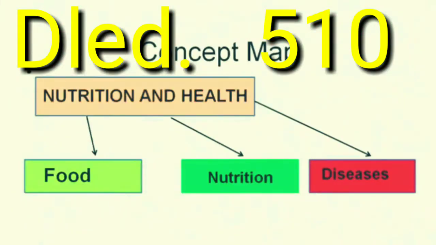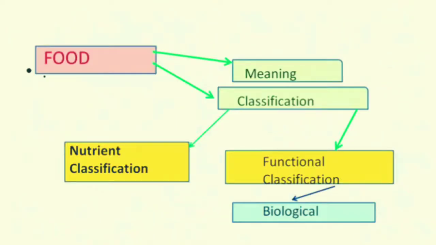The first concept is food, nutrition and disease. In the subtopic of food, we have to cover the following headings, that is, meaning of the food, its classification on the basis of the nutrients present in it, and the functional classification, that is, the biological functions which food performs in our body.